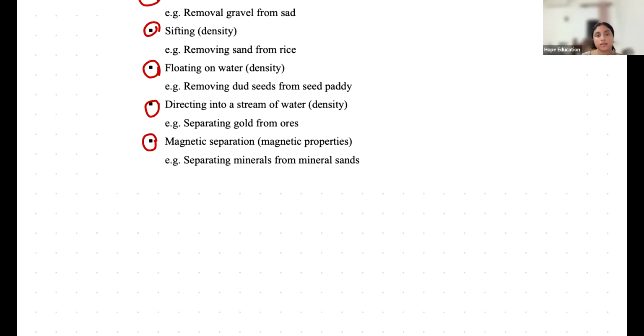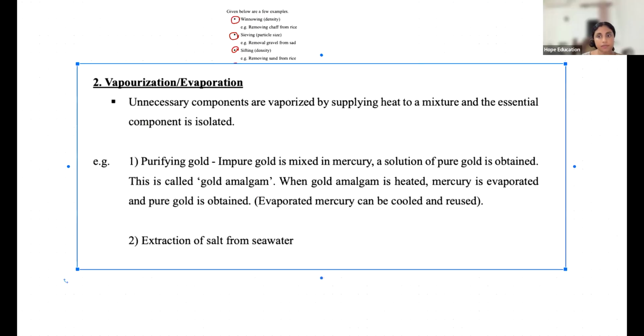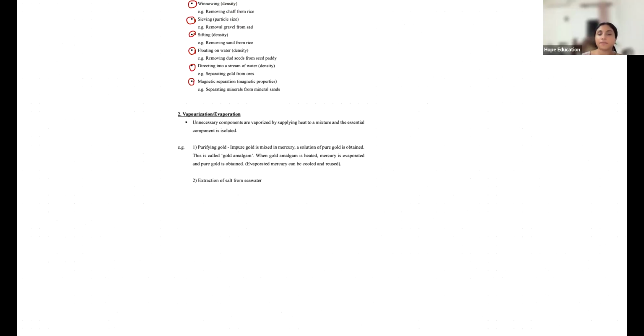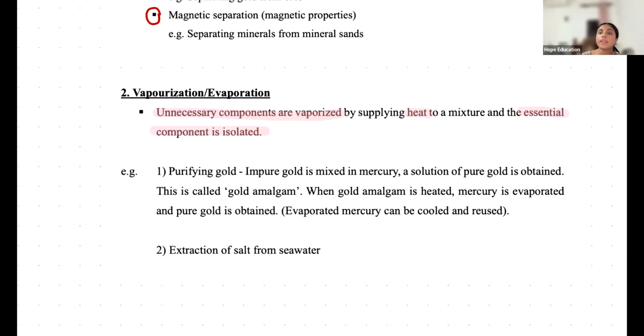Second method. Vaporization or evaporation. Let's learn this now. Let's first read. Unnecessary components are vaporized by supplying heat to a mixture and the essential component is isolated. We keep the one we want and vaporize and remove the one we don't want. Okay. It's hard to understand like this, so we will discuss this example.